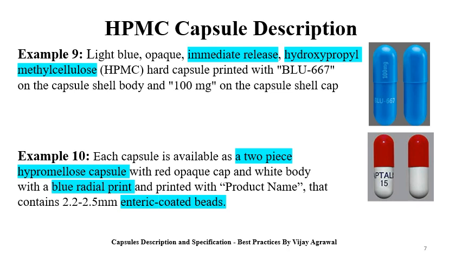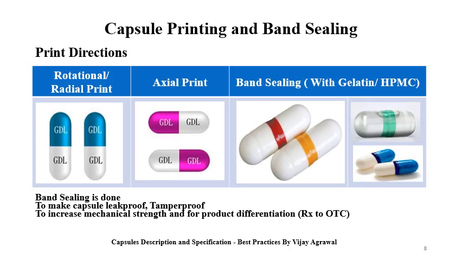Then another example with HPMC capsules. Each capsule is available as 2-piece hypromellose capsule with red opaque cap and white body with a blue radial print. Here the direction of print is given, radial print. So this is radial print and printed with product name. Product name is there that contains 2.2 to 2.5 mm enteric coated beads. The description is very beautiful. Every information is captured in the description here.